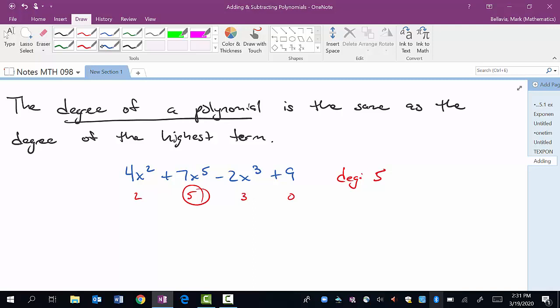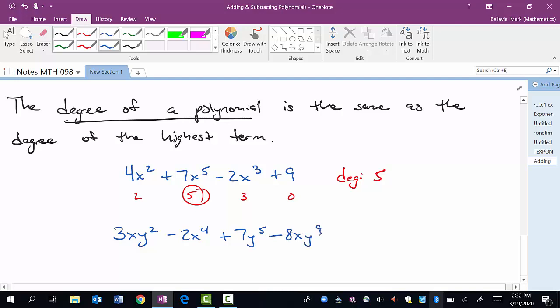Taking a look at another one, if I had 3x y squared minus 2x to the fourth plus 7y to the fifth minus 8x y to the ninth. Again, we're going to try to find the degree of the entire polynomial. So thinking about this for a minute, you really have to think about what's the degree of each term first, and then you want the highest one of those that you see.